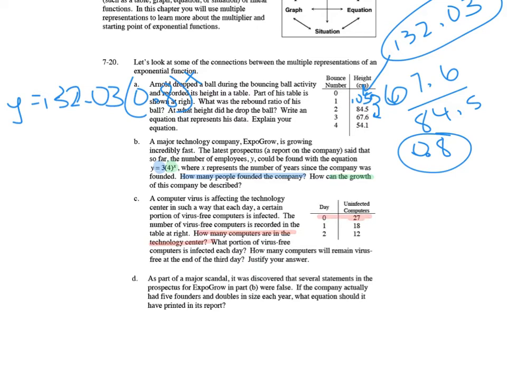27. What portion of virus-free computers is infected each day? How many computers will remain at the end of the 3rd day? Well, we have to look for the pattern.